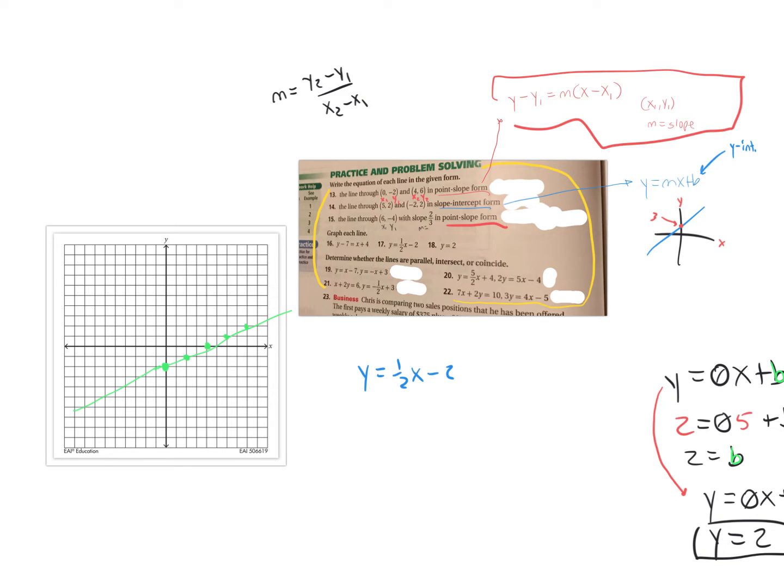Now, in reality, you actually only need 2 points and a ruler. If you had 2 points and you had a ruler, then that would be enough. All right. So that is problem number 17.